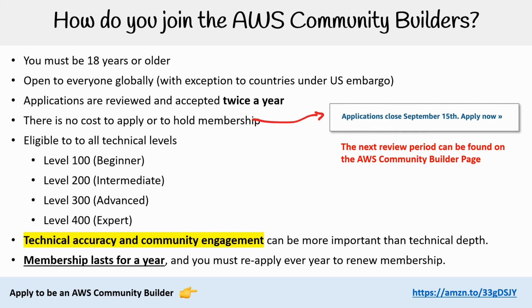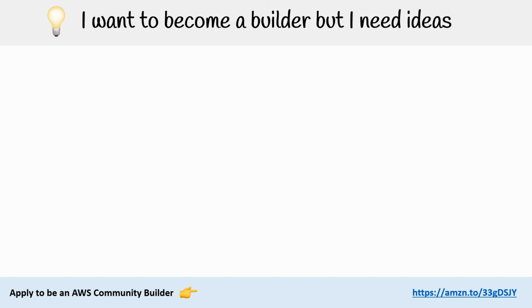And the last thing is that memberships last for a year, so you must reapply every year to renew your membership. I would assume that if you were in the previous year and you were active, then it's not going to be an issue. So you might be asking, okay, I want to apply, but I haven't done many things online. I'm very obsessed about AWS. So what kind of things can I do so that I can fill that into my application? Here are some ideas I have for you.